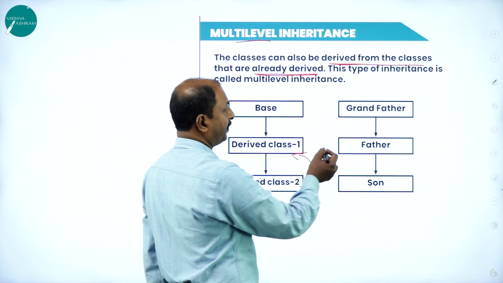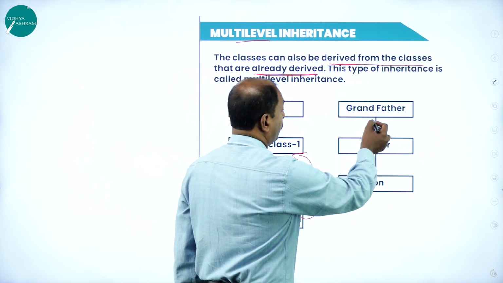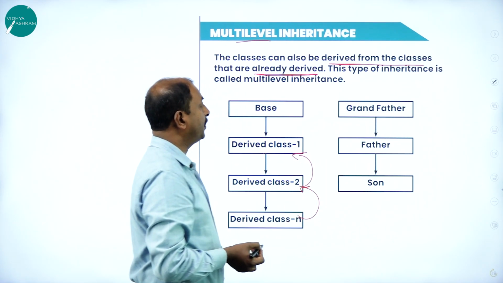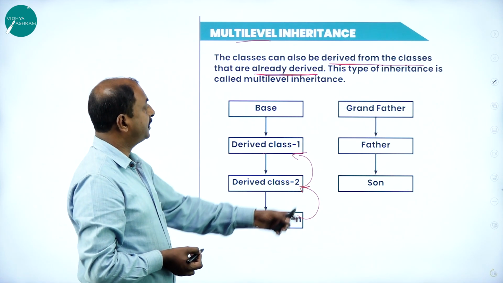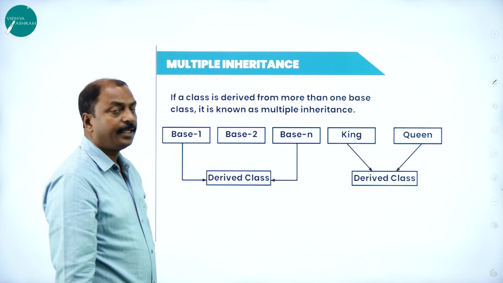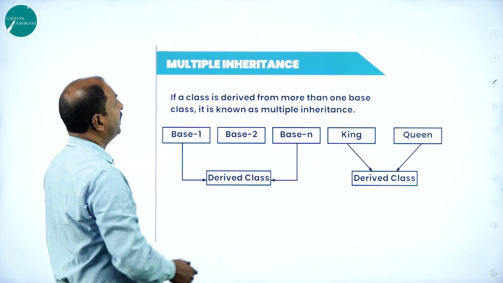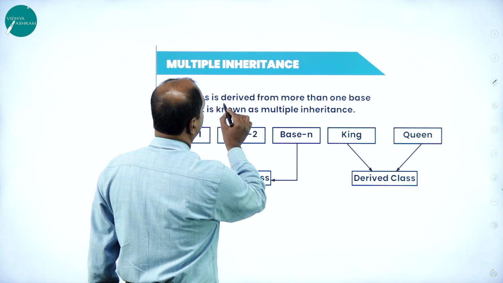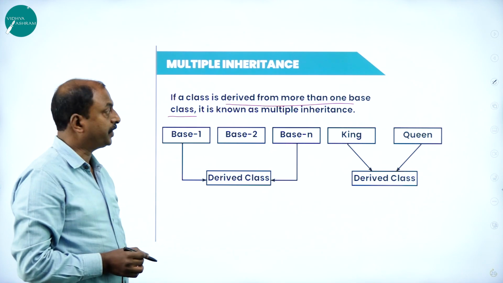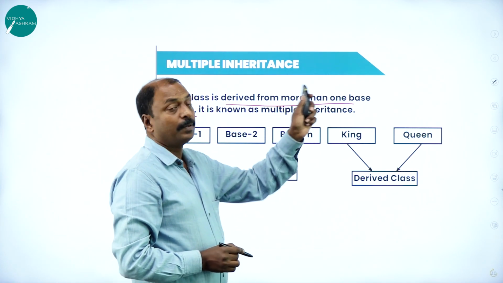And here, for an example, we can look into this: grandfather, father and son. These are different levels or different classes. So this is an example for multi-level inheritance. In the next slide, multiple inheritance. What is multiple inheritance? If a class is derived from more than one base class. So look at the definition: a derived class derived from more than one base class.